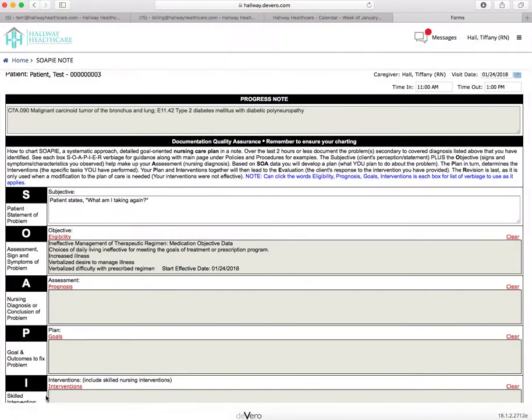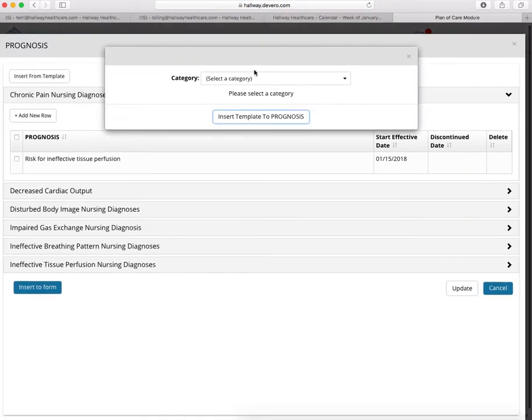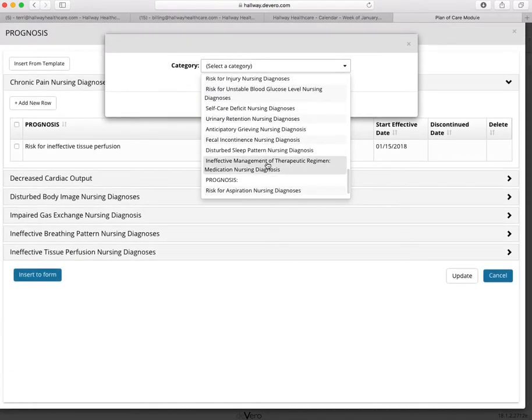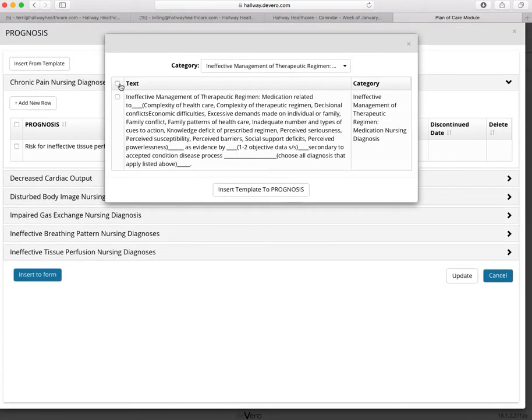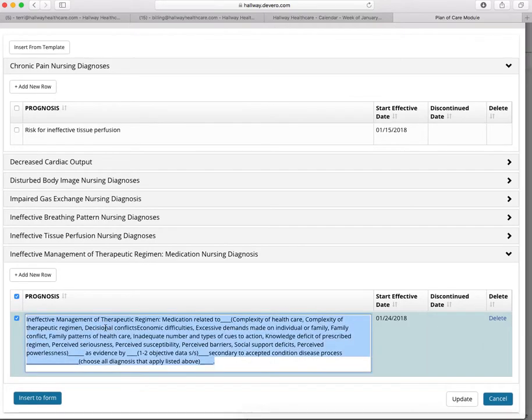So now I say insert to form. There you go. Prognosis. Again, I would not choose decreased cardiac output or chronic pain because I'm talking about medication here. So I scroll down, find the nursing diagnosis that I'm talking about. Then I come here, I double click the box, click it again, and now I'm going to delete what related factors do not apply to him.